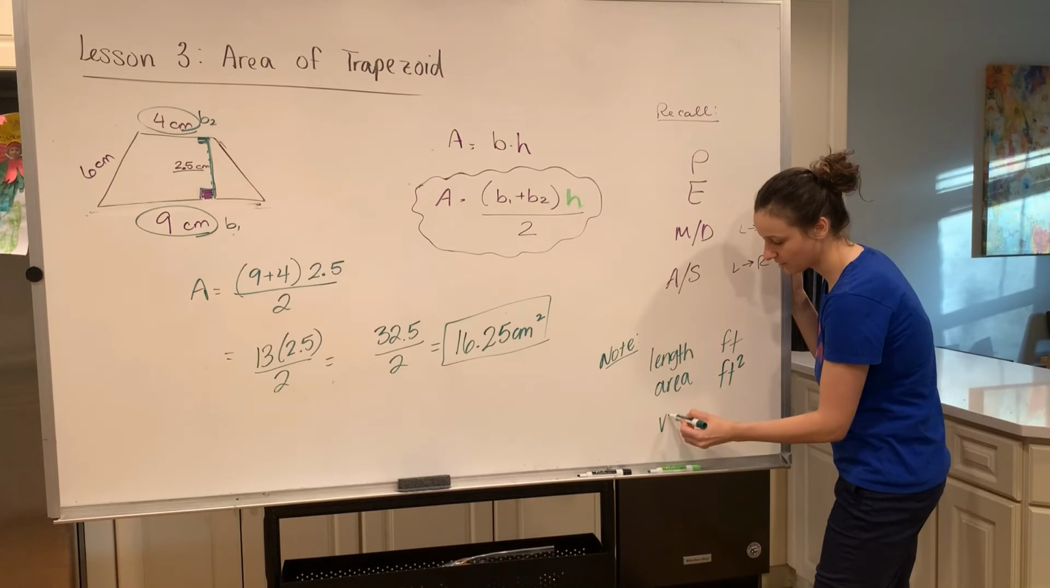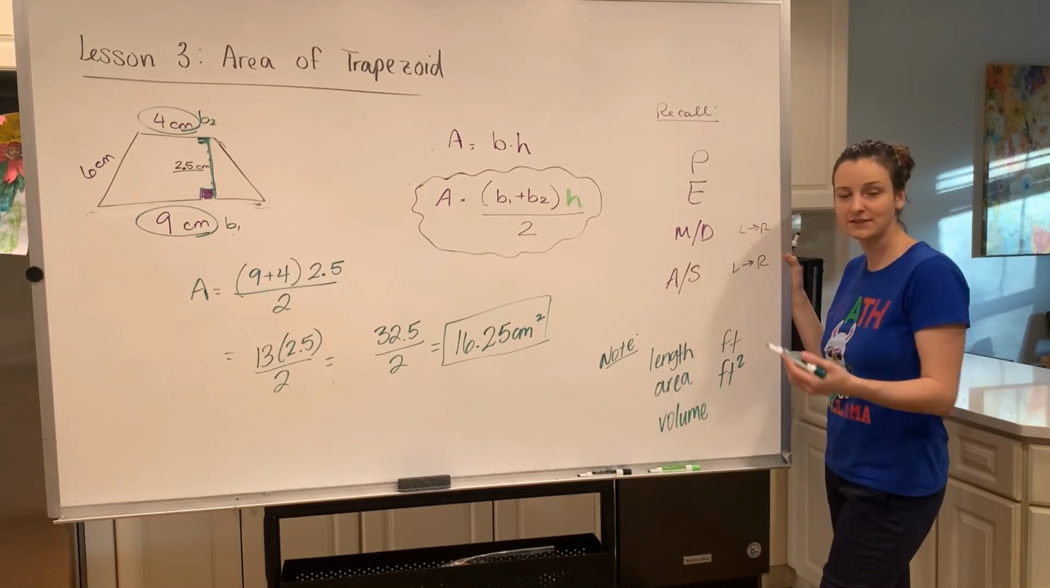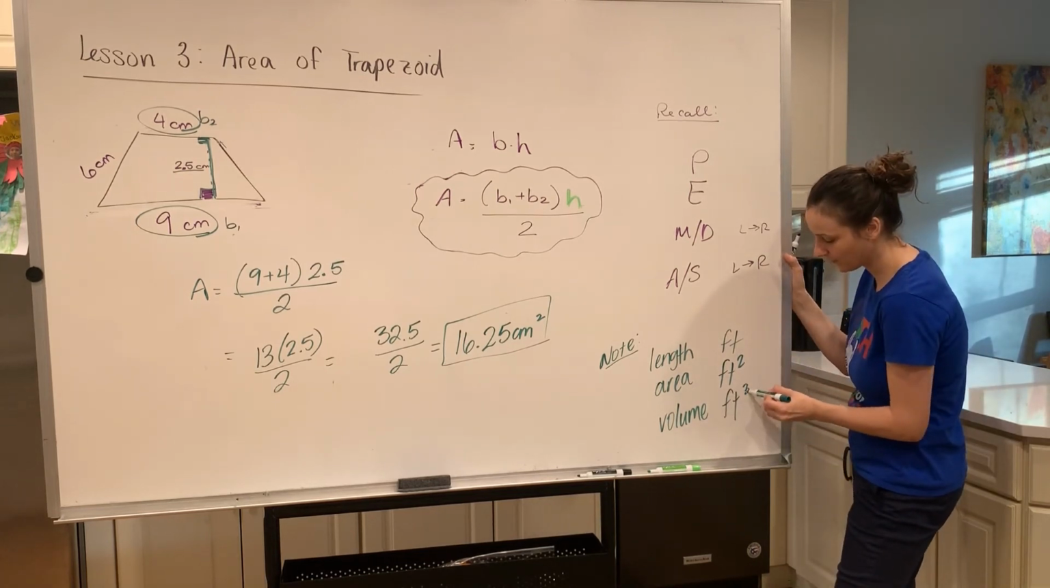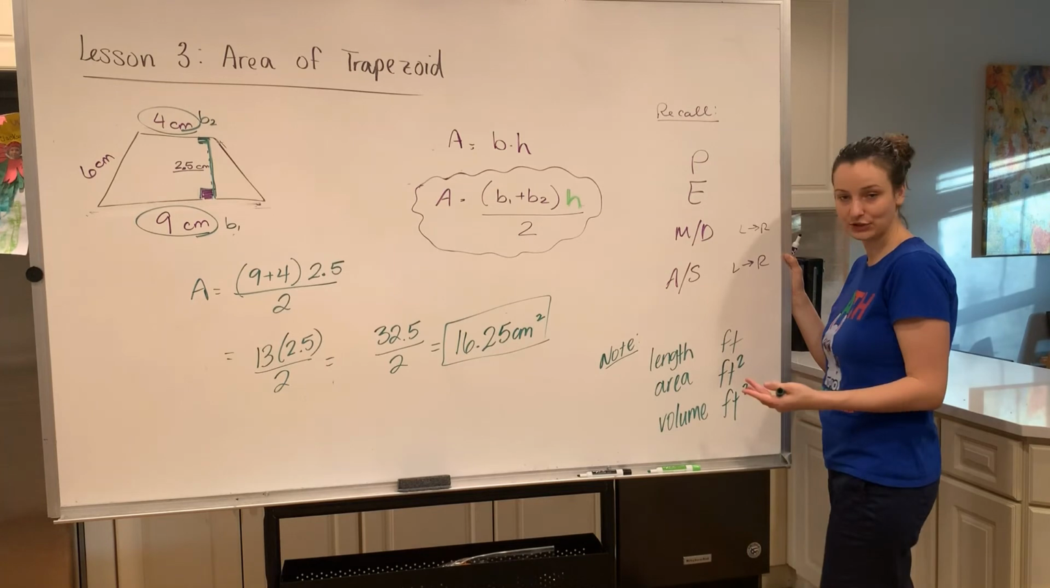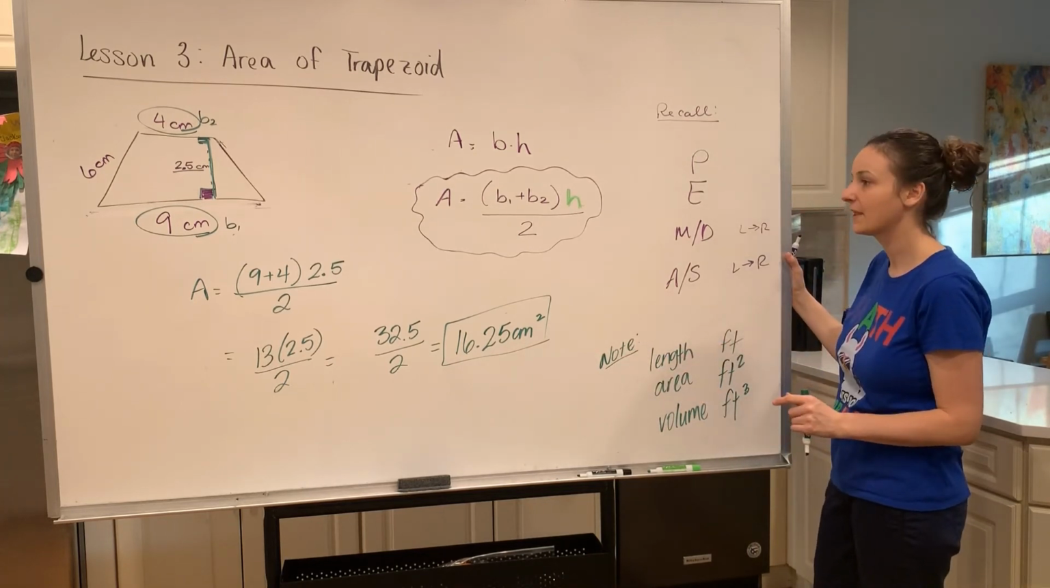Then later this chapter, we'll be talking about volume. And volume has 3 dimensions, length times width times height. So this would be feet to the 3rd power. But we are not actually taking the exponents of any of these numbers, so be careful there.